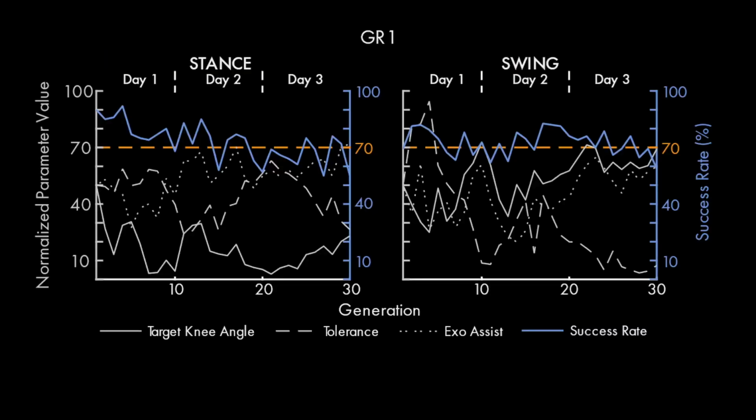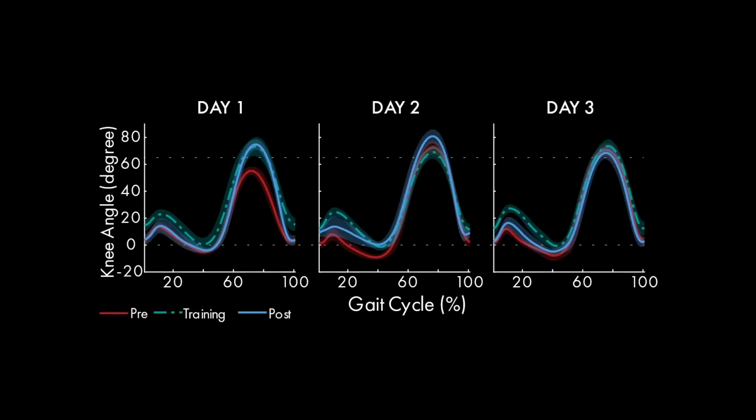Our results show that the optimizer is able to bring the pediatric subject to and maintain them at the targeted 70% success rate. Additionally, we see that the parameters required for this are non-constant over the course of the experiment, meaning that an online optimizer is needed to maintain the success rate as they improve.